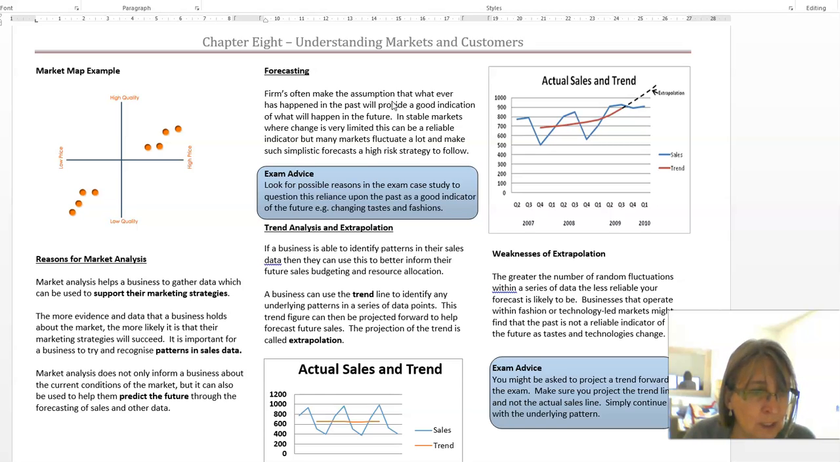We often use a trend line, so rather than individual sales, we'll see roughly what's happening. We can see how things have gone recently, and then we can extrapolate what may happen in the future. But of course, whenever we do anything looking at the future, we cannot be certain of the future. So this is one of the downsides of extrapolation.